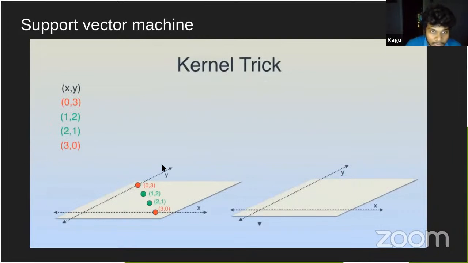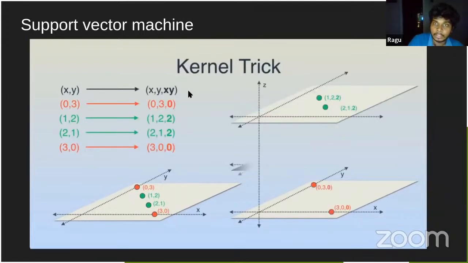So you plotted this in the xy plane, and you want to split this data. For every x and y, you calculate xy. So for 0, 3, you will have 0, if you multiply it, it will give 0. If 1, 2, it will give 2. If 2, 1, it will give 2. And 3, 0, it will give 0. Something like this.